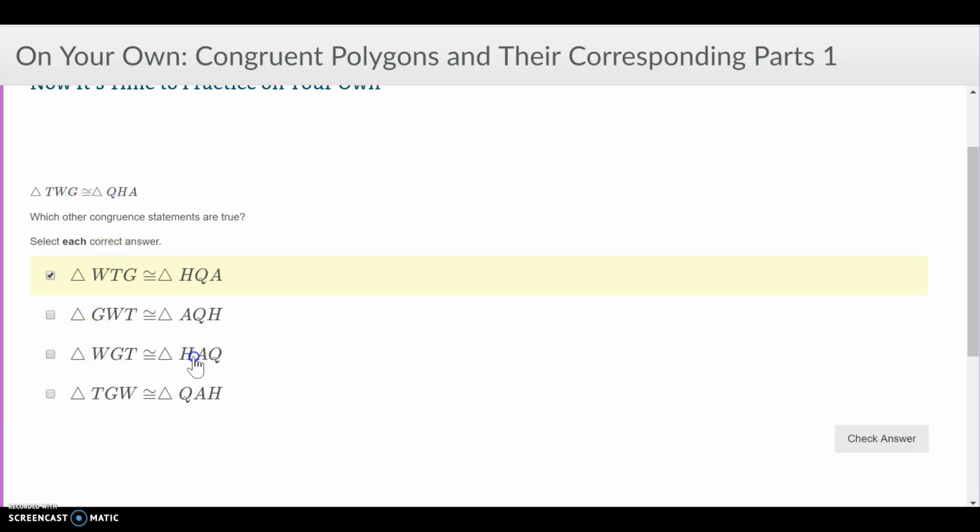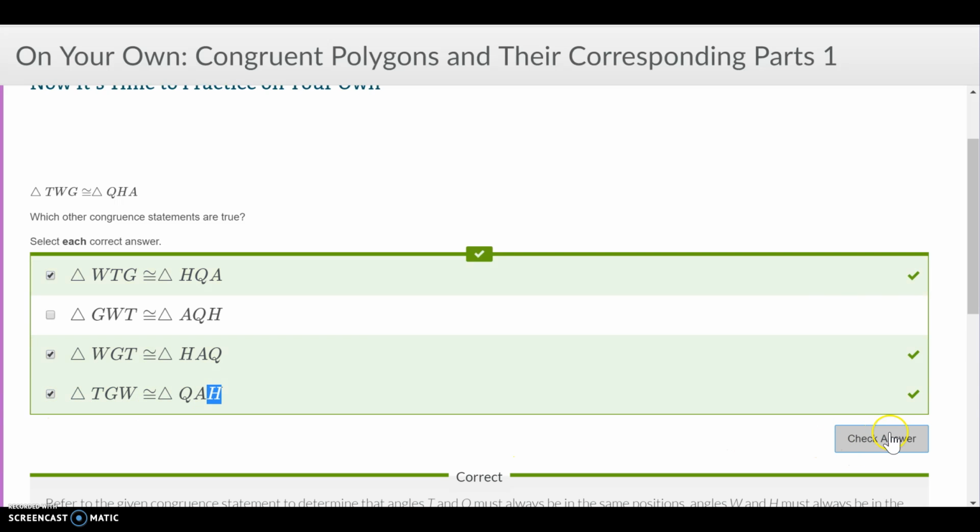All right, W corresponds with H. That works. G corresponds with A. That works. T corresponds with Q. This one works. I already checked it on accident. Oops. All right, T corresponds with Q. That works. G corresponds with A. And W corresponds with H. W, H. So this one also works. There we go.